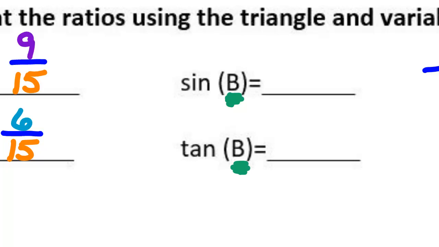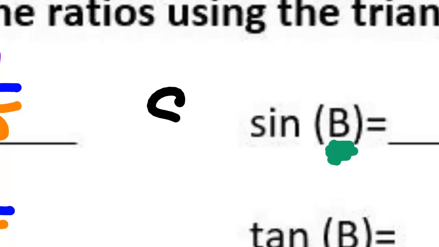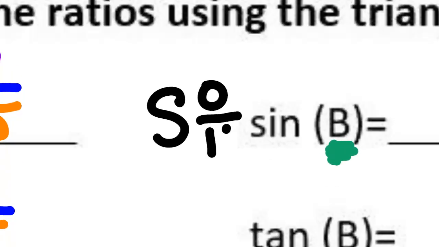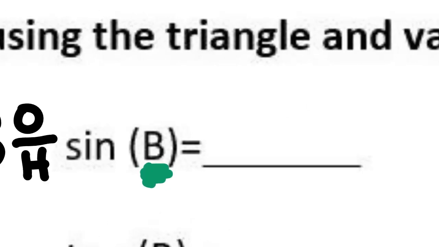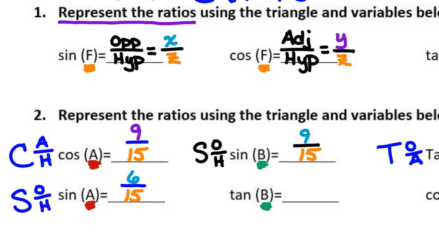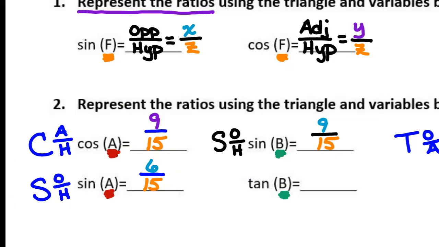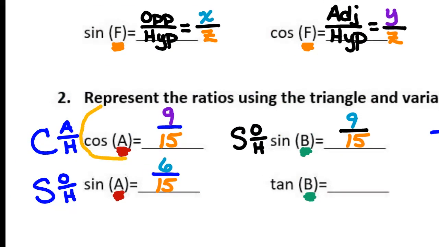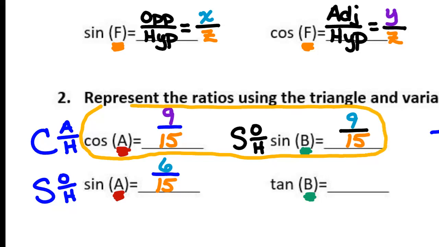So sine is the opposite side divided by the hypotenuse. When I'm standing at angle B, you guys told me which side is the opposite side? 9. Divided by the hypotenuse, which is still how big? 15. Before we go any further, I want to stop and look at something real quick. I want to look at the cosine of A compared to the sine of B.